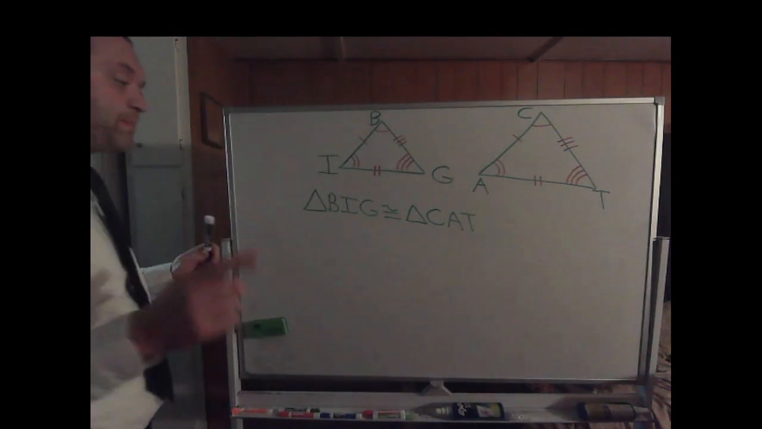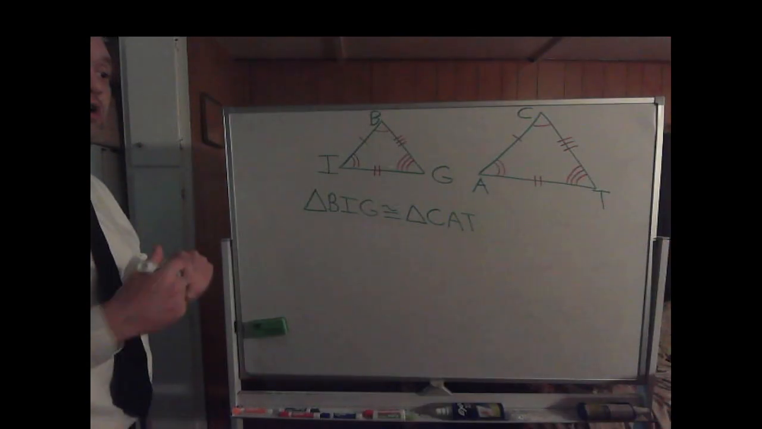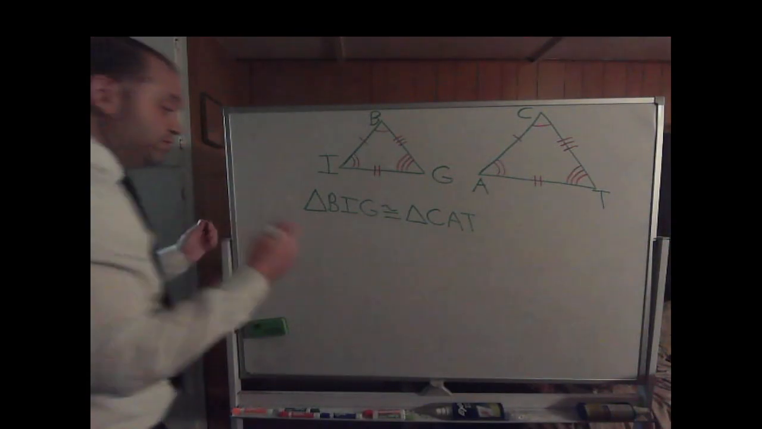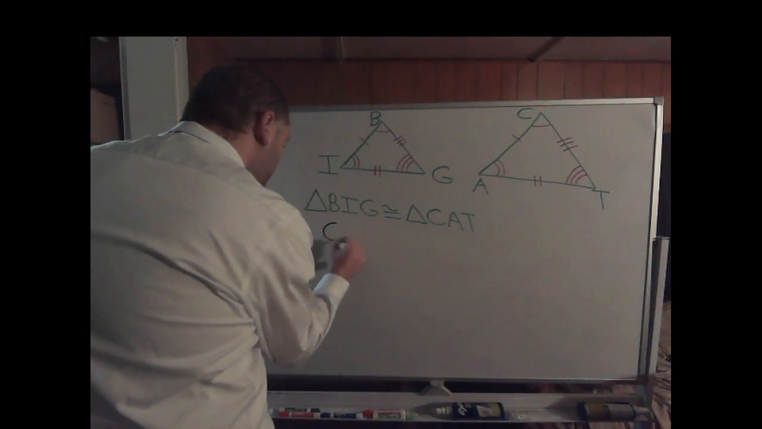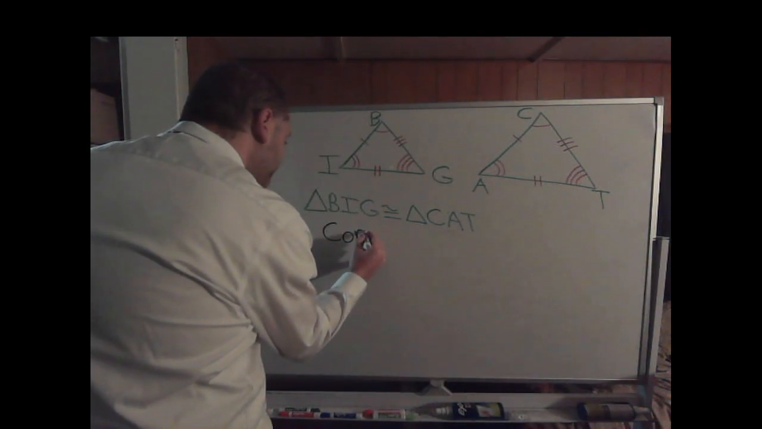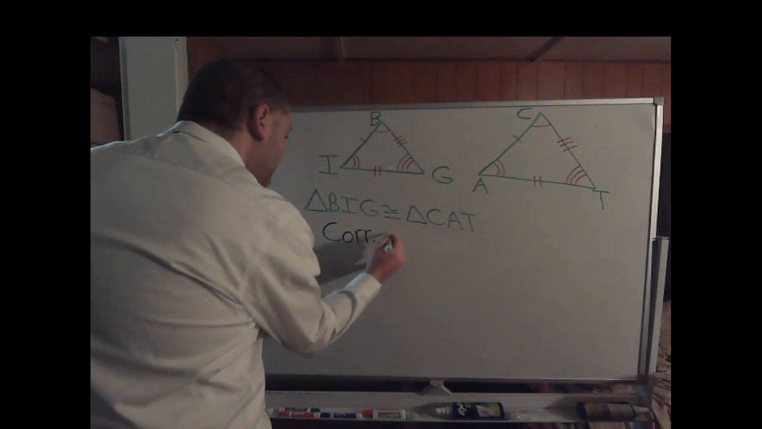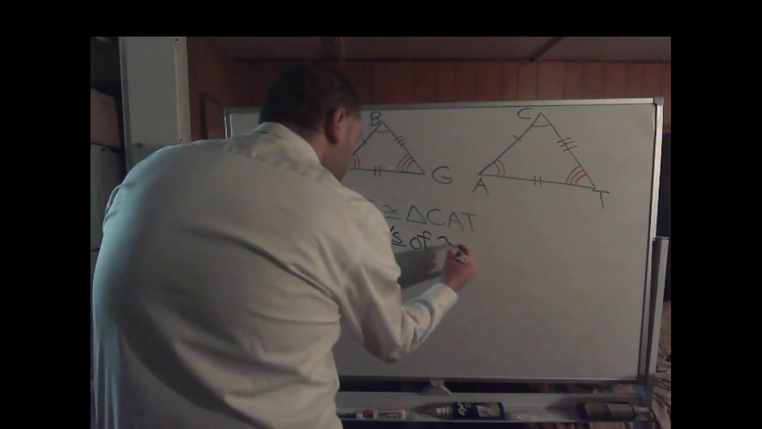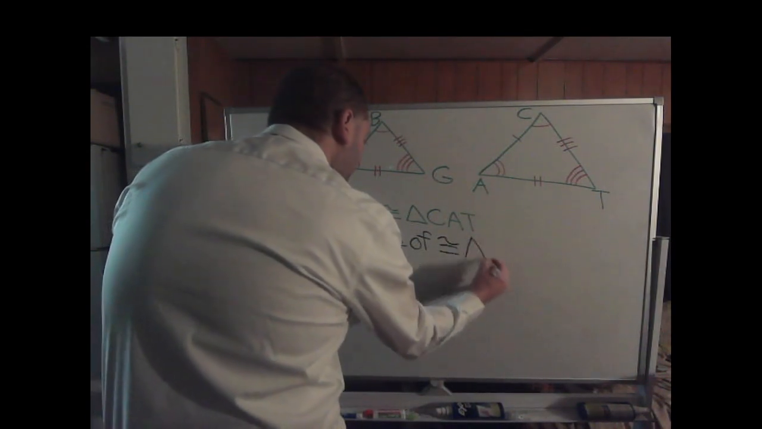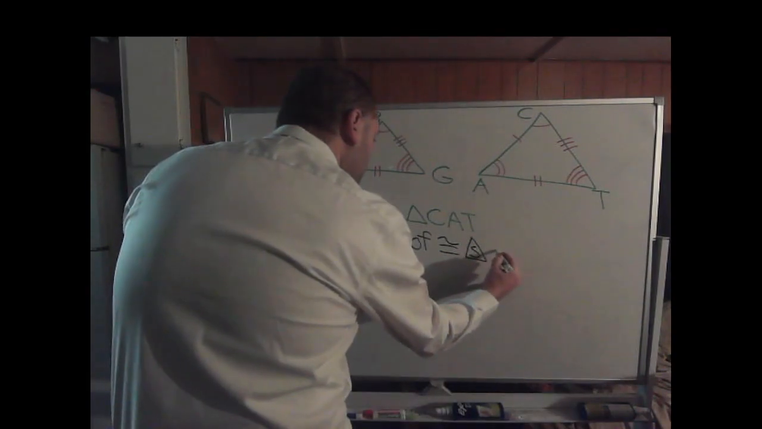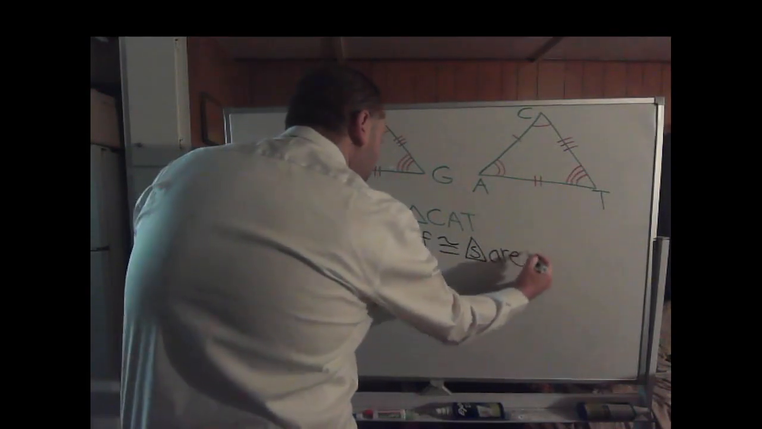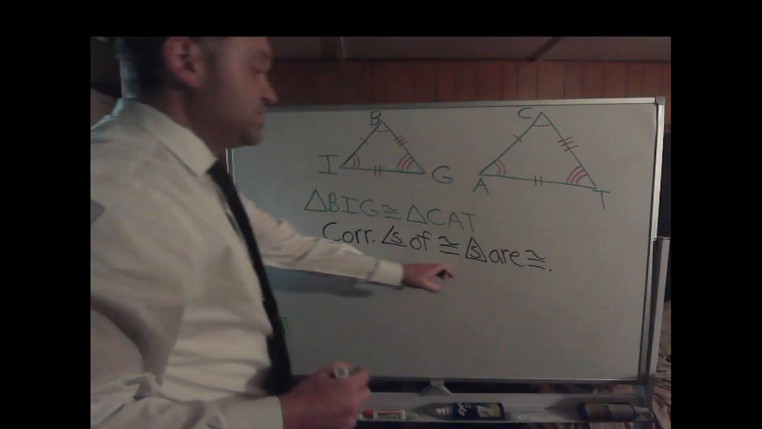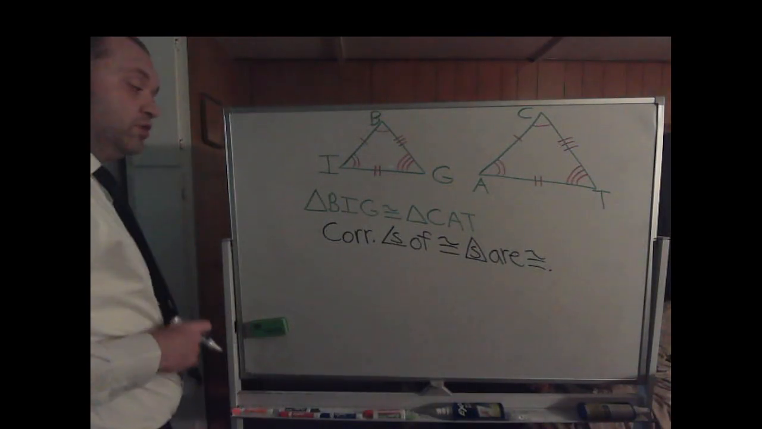And this is not a theorem at all. This is actually a very useful thing you're going to be able to use throughout your proofs: corresponding angles of congruent triangles are congruent.